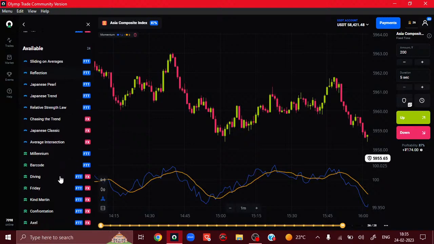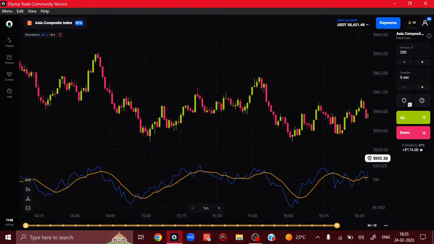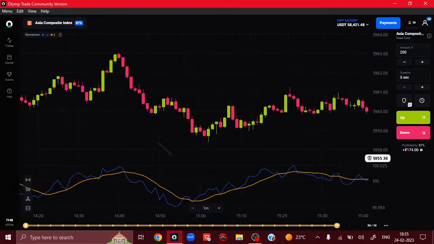Alright, so the AXEL strategy, guys, AXEL is an ideal trading strategy for beginners due to its simplicity. Very simple to use. It uses only the momentum indicator. When the yellow line of the indicator crosses the blue control line, it's an indication to open a trade. This strategy is well explained in the video, so you can watch the video later for revision purposes. However, now we will talk about the strategy in much detail.